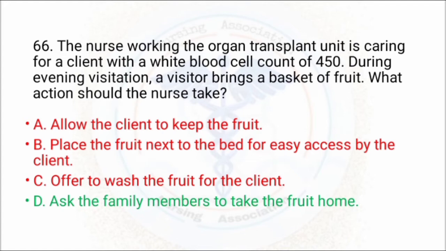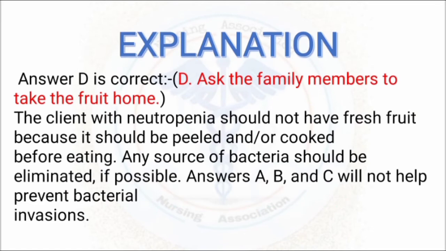So let's see why this is correct. The client with neutropenia should not have fresh food unless it is peeled and/or cooked before eating. Any source of bacteria should be eliminated if possible. So answers A, B and C will not help prevent bacterial invasion. Here the patient's WBC is 450, and there are chances of bacteria from fresh food. So answer D is correct compared to answers A, B and C.